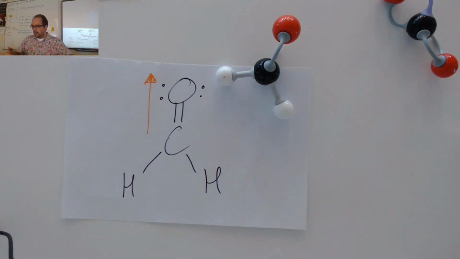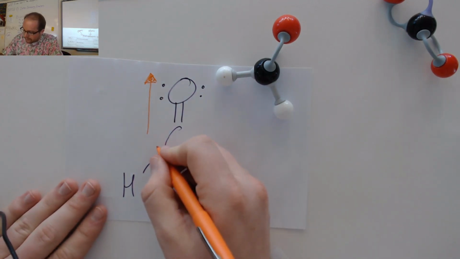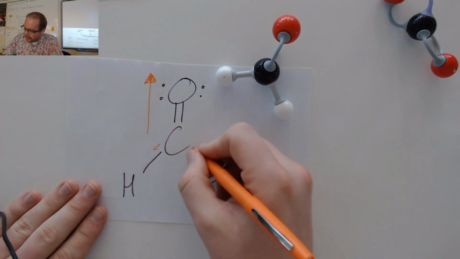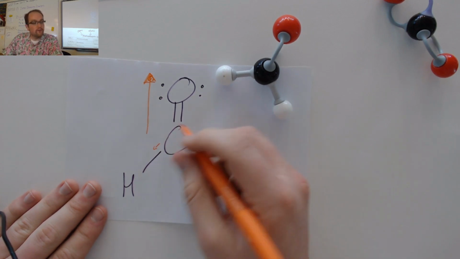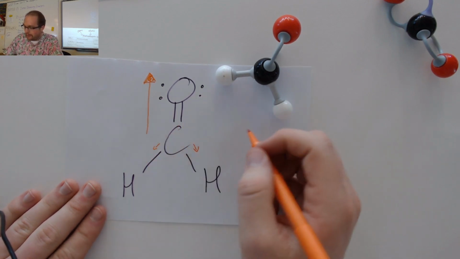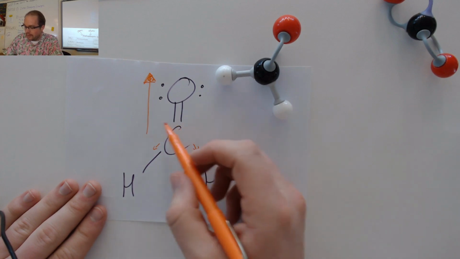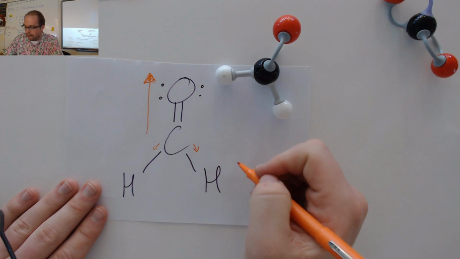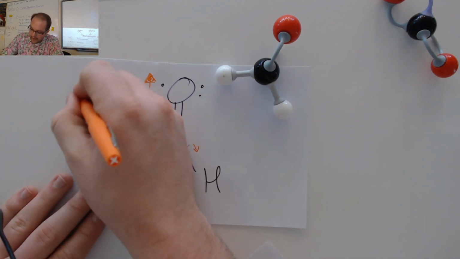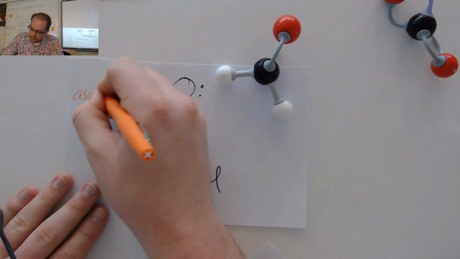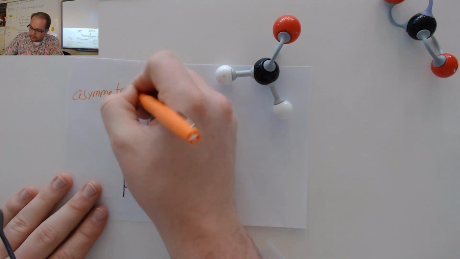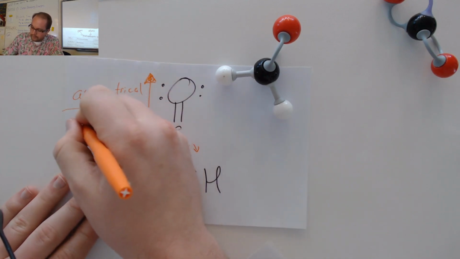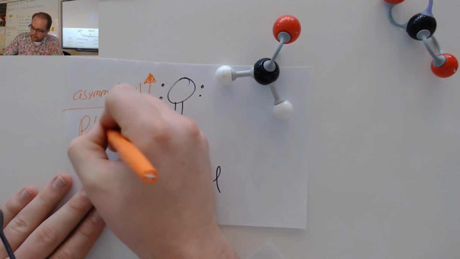But we also have hydrogens. Now these hydrogens do have a little bit of pull as well. But if you look at the trends on the periodic table, it is going to be much, much less. So you can see we have a big pull up here and some little pulls down. This is asymmetrical or uneven distribution. So this is an example of a polar molecule.